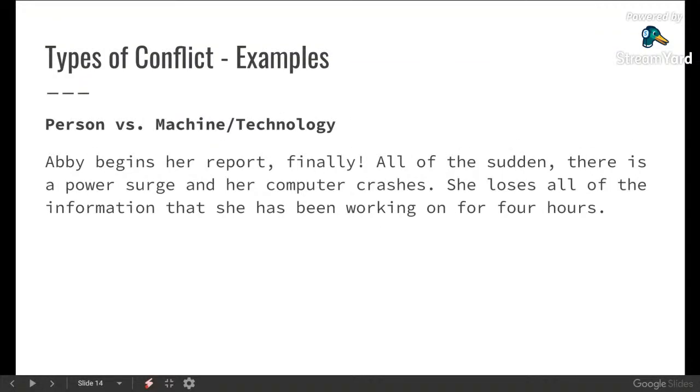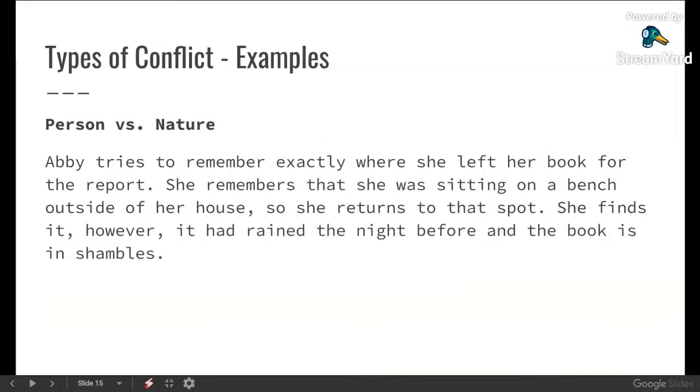Person versus machine or technology. Abby begins her report, finally. All of a sudden, there is a power surge and her computer crashes. She loses all the information that she has been working on for hours. Poor Abby. She's got a lot of stuff going on, huh?